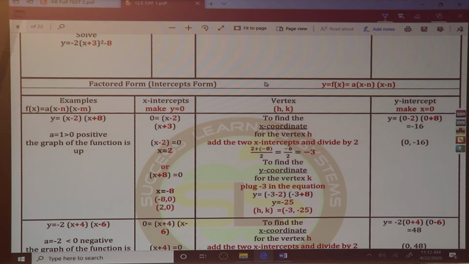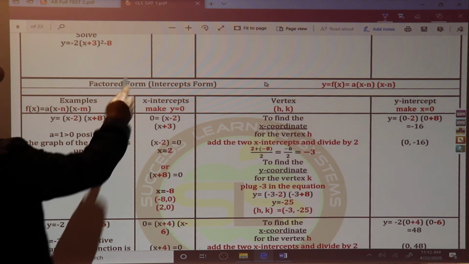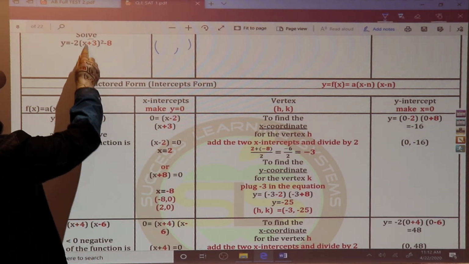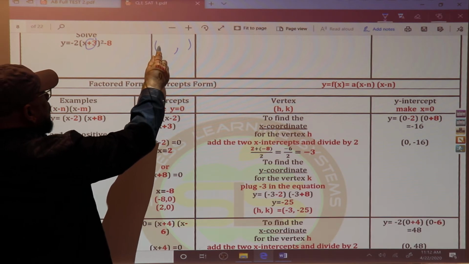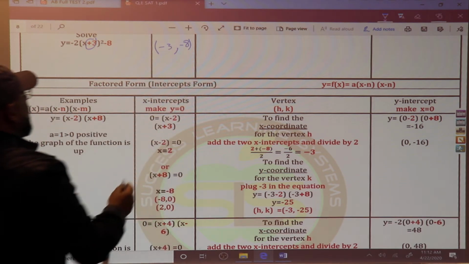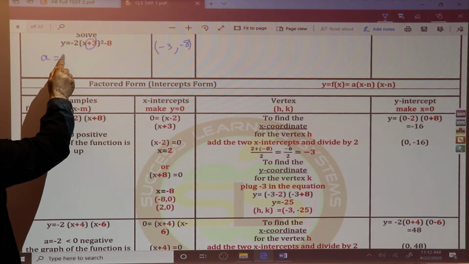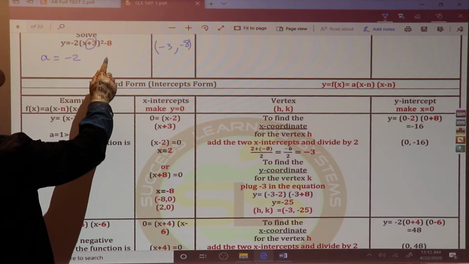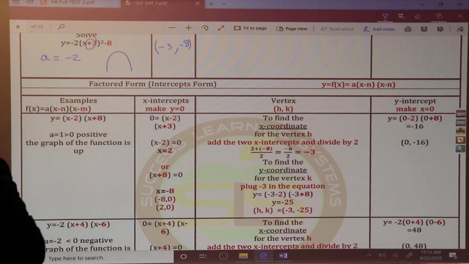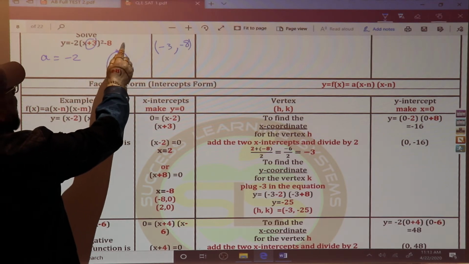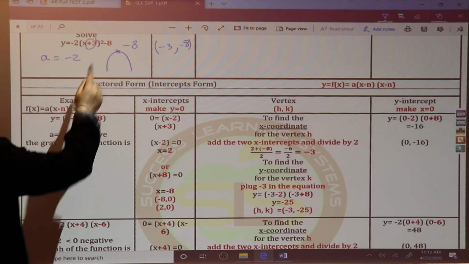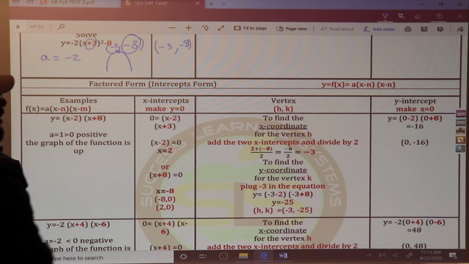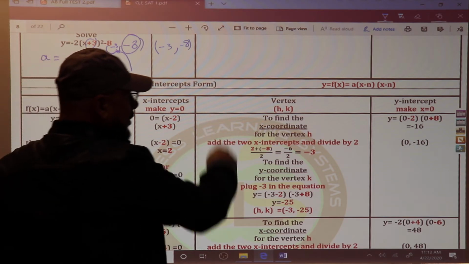See if you can quickly give me the vertex. What is the vertex? Negative 3, negative 8. Raise your voice. Negative 3, negative 8. Good job. What's my a? Negative 2. Then the graph opens downward, like this. The maximum value it can reach is negative 8. Your maximum is negative 8.